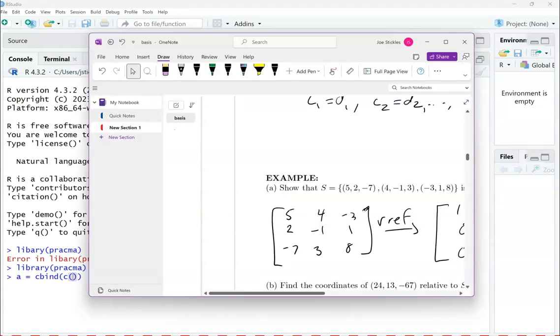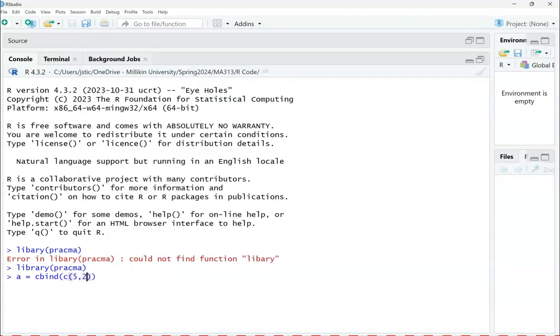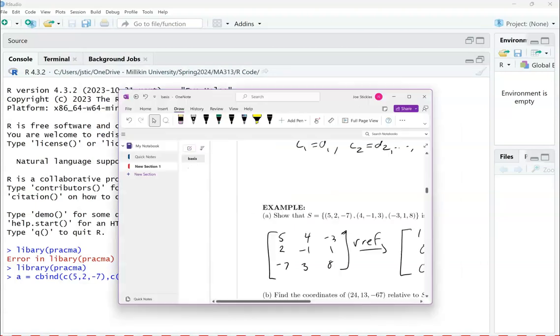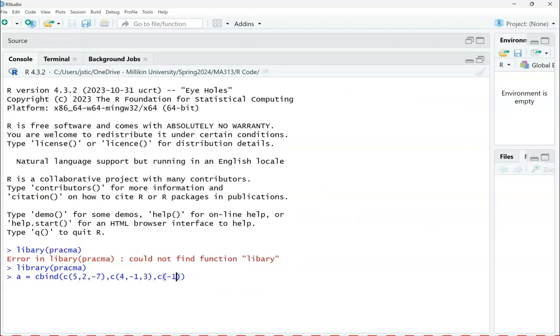So the first column was the 5, 2, negative 7. The second column was 4, negative 1, 3. Third column was 3, negative 3, 1, 8. And if you could tell me the last one, I'd appreciate it. Negative 67, like that? Okay, cool, thank you.